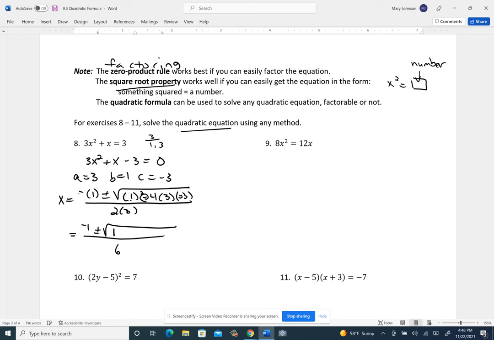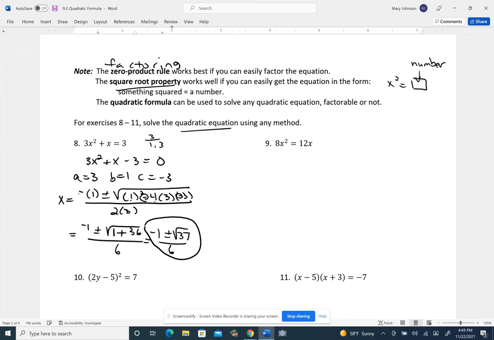Then see how I have a minus, but then another negative? That makes it plus 4 times 3 times 3, which is 36. So I have -1 plus or minus the square root of 37 all over 6. 37 is prime, so I'm really not going to be able to simplify this. So that is my final answer. It's really 2 answers: -1 plus the square root of 37 all over 6, and -1 minus the square root of 37 all over 6.